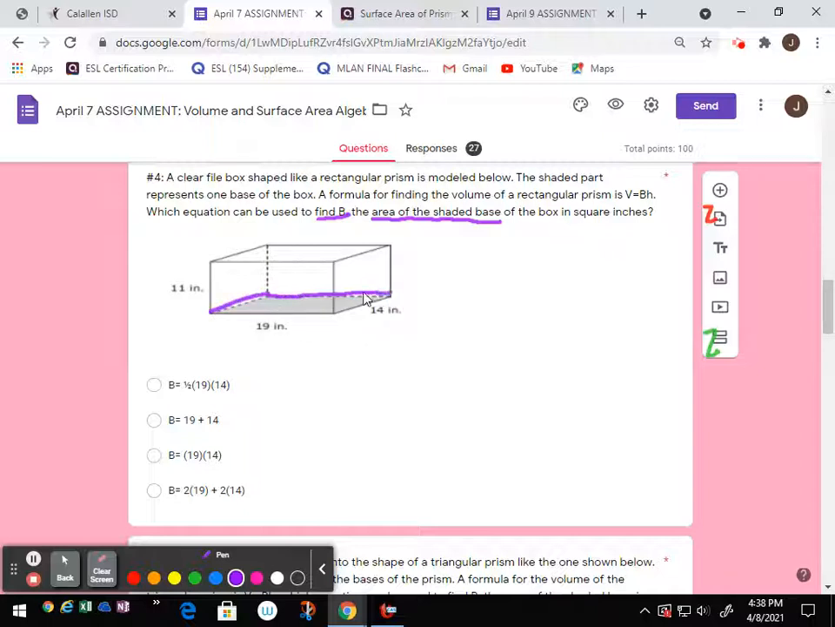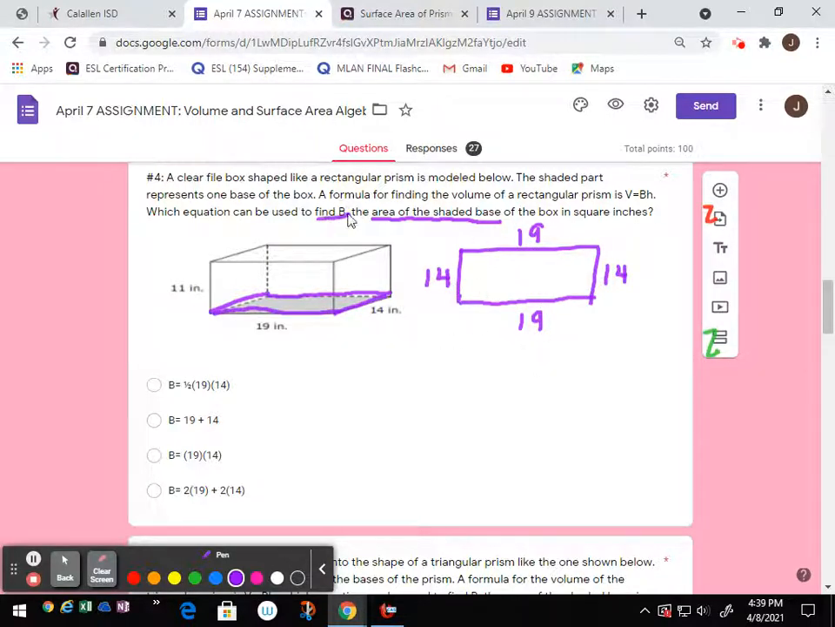When we talk about rectangular prisms, we know the shape of our base for a rectangular prism is always going to be a rectangle. All right? So we have a rectangle for our base. We know this length right here is this length, which is 19. This length right here is this length, which is 14. So we have 19, 14, 19, 14. All right, so there's our rectangle.